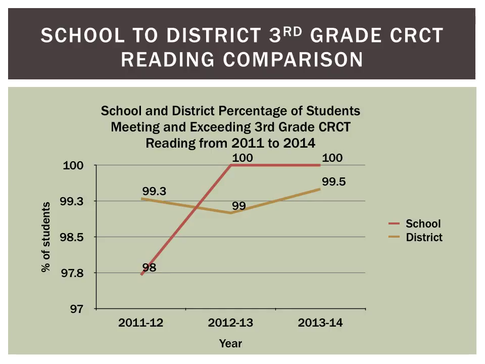This graph shows the comparison of Cleveland Elementary School and Fayette County schools in the percentage of students meeting and exceeding on the third grade CRCT reading from 2011 to 2014. At Cleveland Elementary, the number of students meeting and exceeding on the third grade CRCT reading increased from 97.7% to 100% and has stayed at 100%. In the district, Fayette County, the percentage of students that meet and exceed on the third grade CRCT reading decreased from 99.3% to 99% and increased to 99.5%.